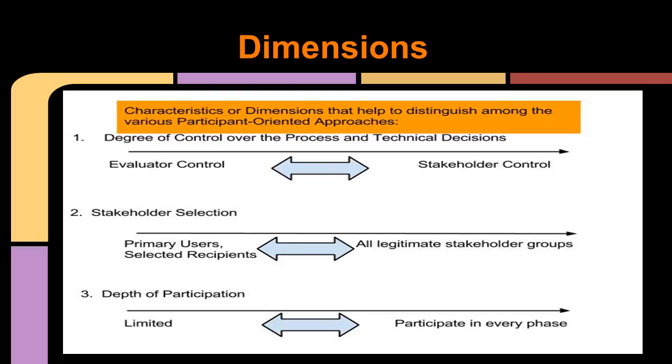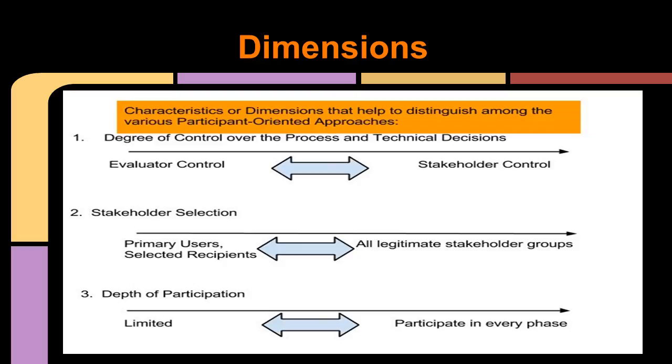Participant-oriented evaluation theorists have identified 3 dimensions to help distinguish among the various approaches. These dimensions help evaluators to analyze and categorize their own participative approach. First, when designing and facilitating evaluation, one needs to consider whether the evaluator maintains sole control or whether the stakeholders have primary control over the process, with the evaluator only providing technical support.